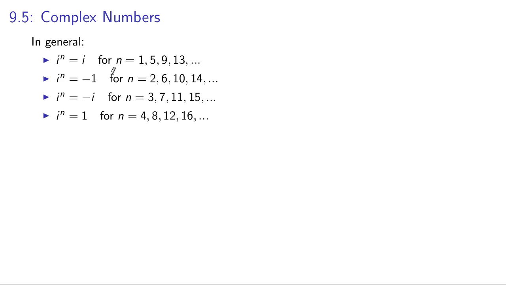So we can use that to write in general that i to the n equals i when n is 1, 5, 9, 13, and so on. i to the n is negative 1 when n is 2, 6, 10, 14, and so on. i to the n is negative i when n is 3, 7, 11, 15, and so on. And i to the n is 1 when n is 0, 4, 8, 12, 16, and so on. The negative powers also work here if you are curious about that. Negative 2, negative 6. They all follow the same pattern, both forwards and backwards.